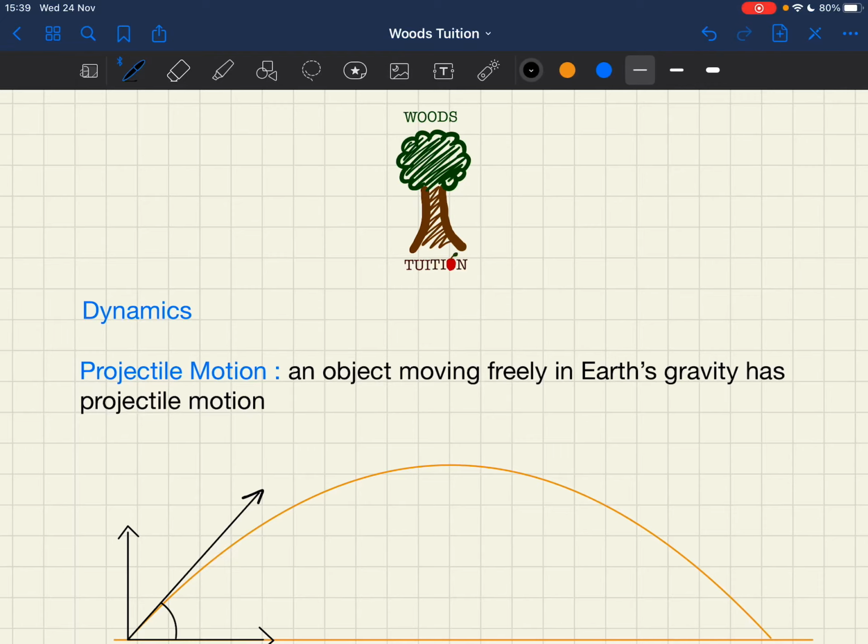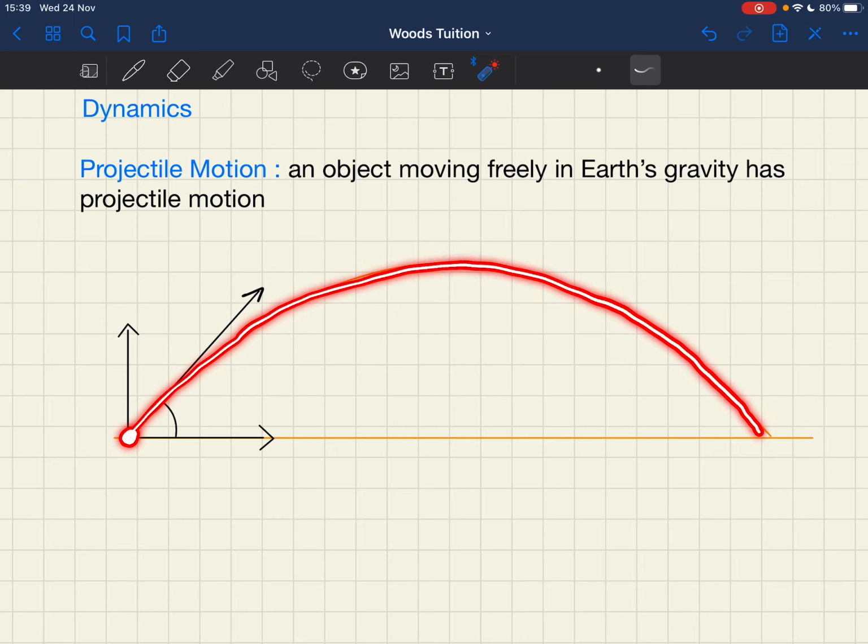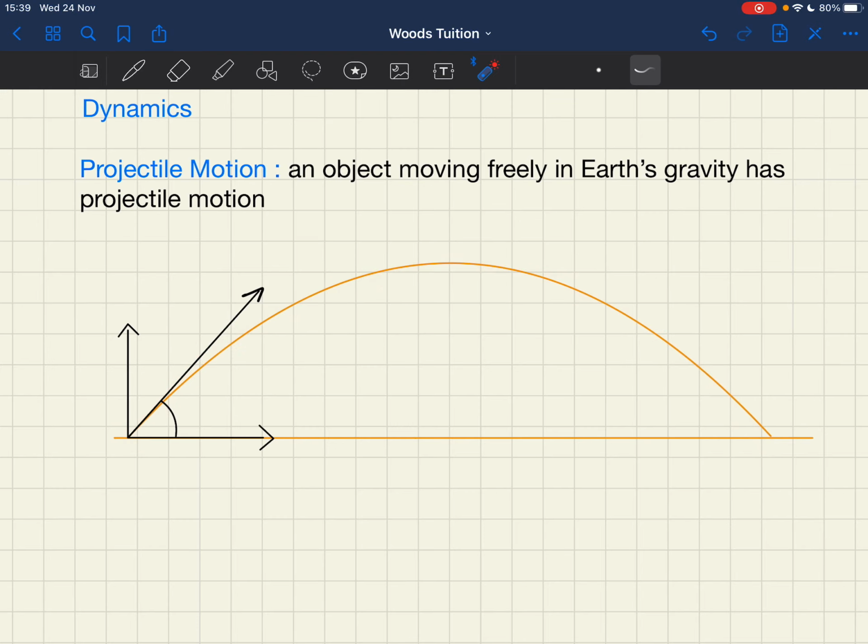Today we're going to be talking about dynamics, in particular projectile motion. So projectile motion is whenever an object is moving freely in the Earth's gravity. What that means is whenever we have an object, for example a ball, and it is kicked in the air, it will follow a curve that is completely free of external forces.